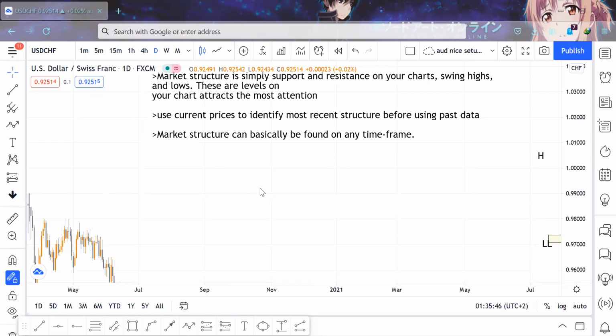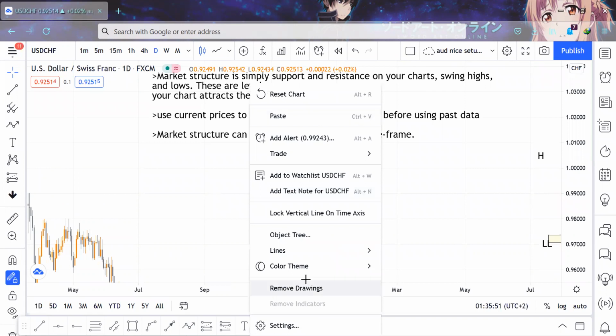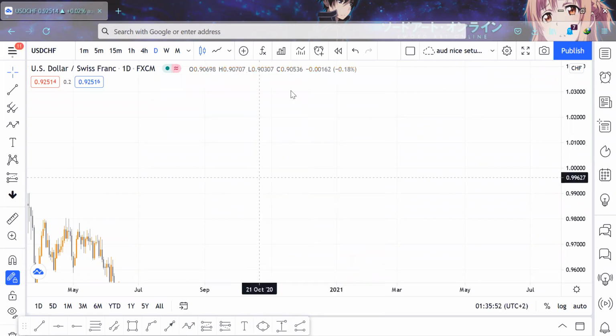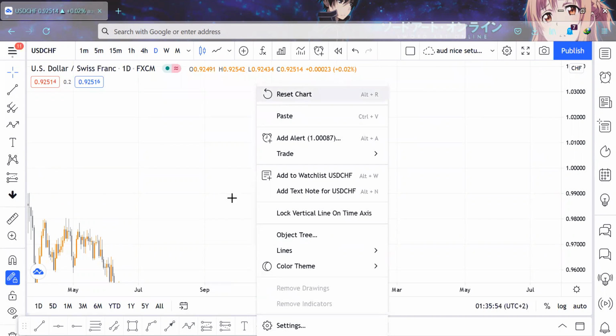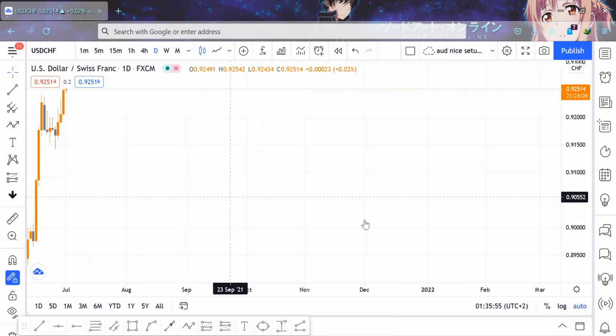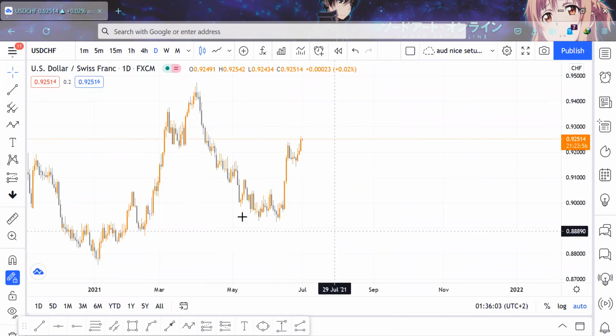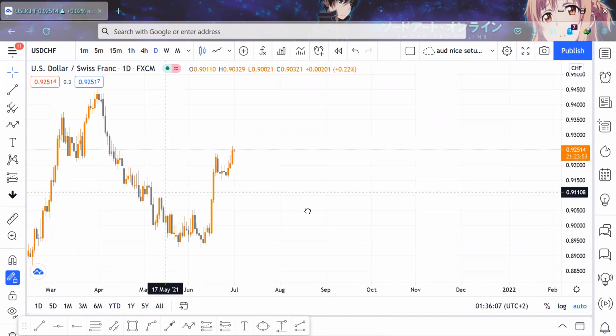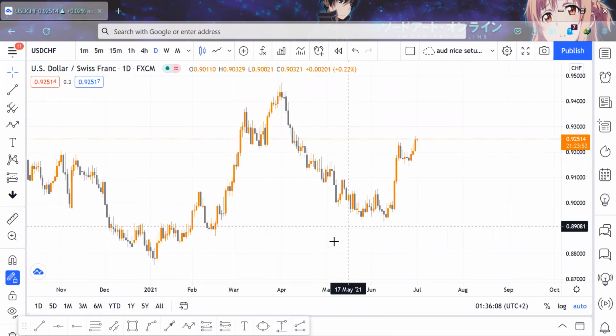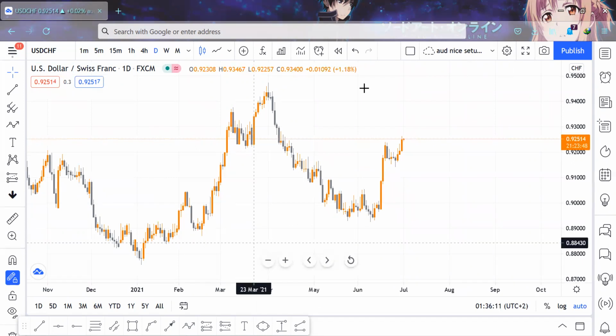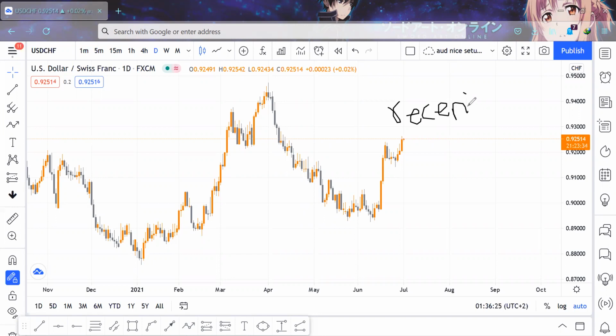So let's move down to the chart here. This is actually the USD CHF chart that we were talking about in the previous video where we had a review on it, right? Now, I want us to focus on these two things, right? One, we want to focus on recent structure, right? Sorry about that. Recent structure, right?